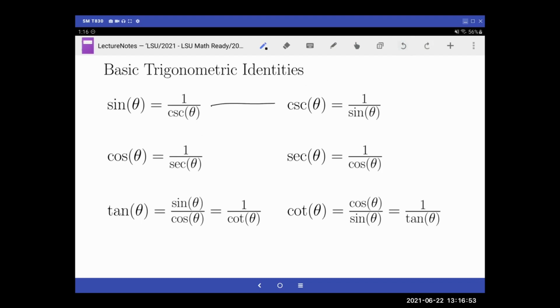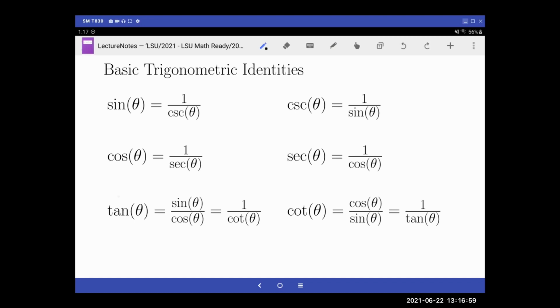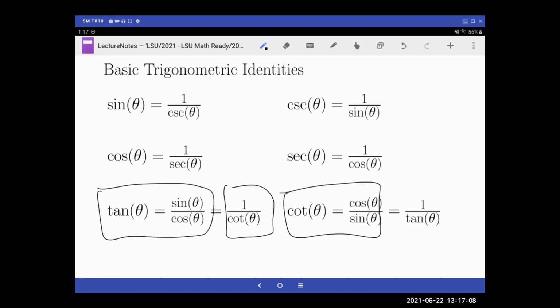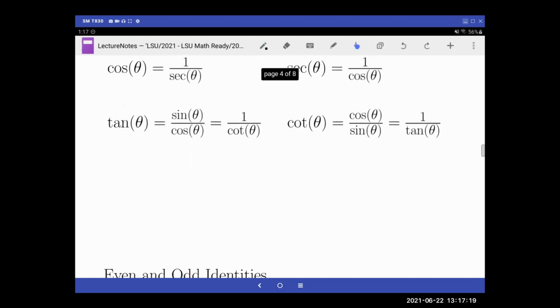Okay, you have cosine, which is the reciprocal of secant. And tangent is sine over cosine, or you could think about it as the reciprocal of cotangent. Same thing is true with cotangent. It is cosine over sine, or just the reciprocal of tangent. Okay, so of course, I don't expect you to memorize all this just looking at it, right? Just keep these in mind.